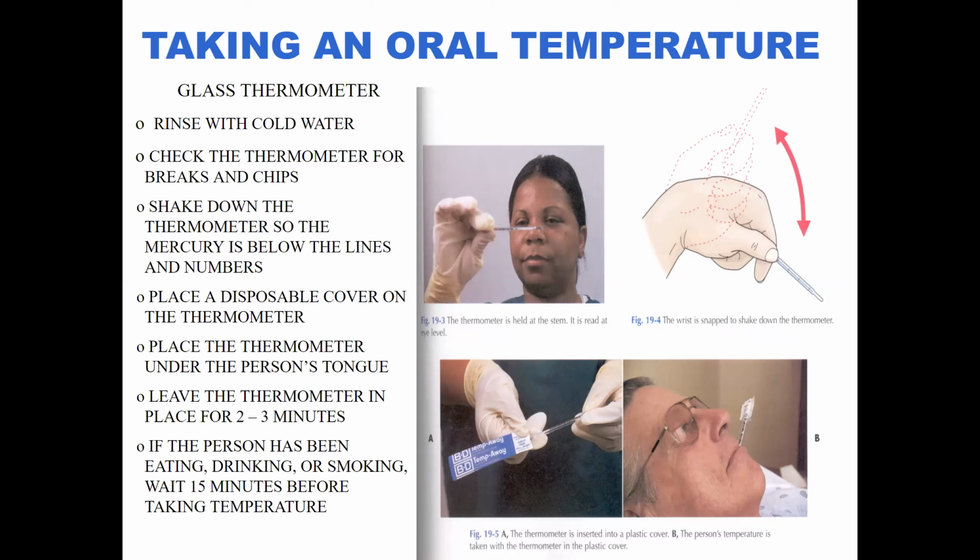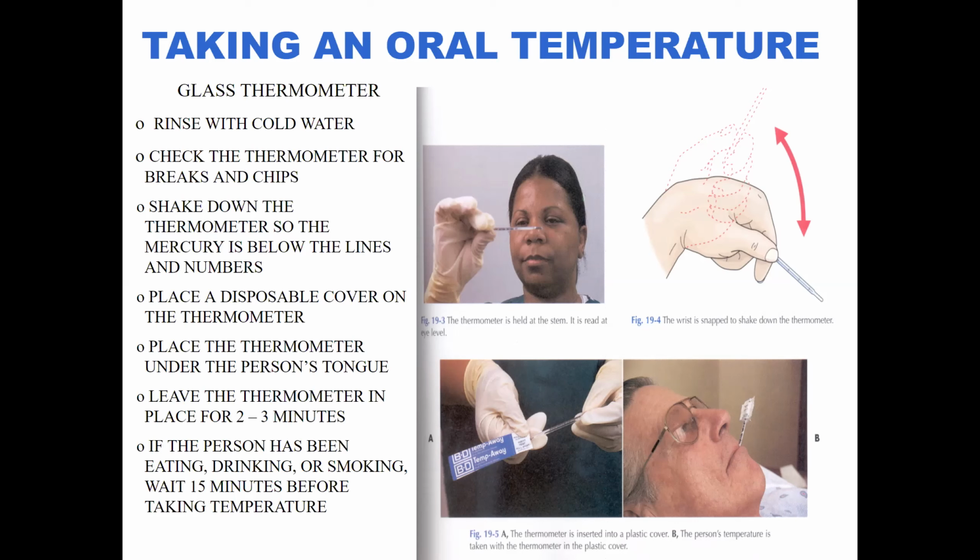Shake down the thermometer so the mercury is below the lines and numbers. Sometimes, depending on the environment, it can actually be a little high, so we want to make sure we shake that down until it goes all the way down. Place a disposable cover on the thermometer. Once again, you put a little plastic disposable cover on there and then insert it into the patient's mouth under the tongue. Have them hold it in there for 2 to 3 minutes, and then you pull it out and check what it says.